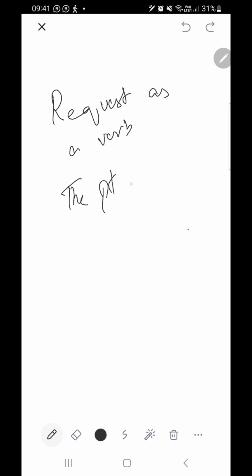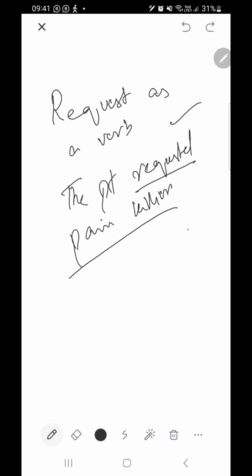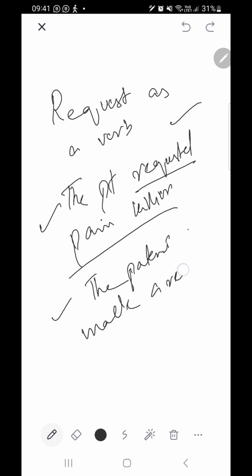The difference between request as a verb and as a noun. Let's say the patient requested a painkiller. Now we are using request as a verb. The patient requested a painkiller. Then you are using it as a verb, right? Now we have a second sentence, where we can see it used as a noun. The patient made a request. Okay, for painkillers.